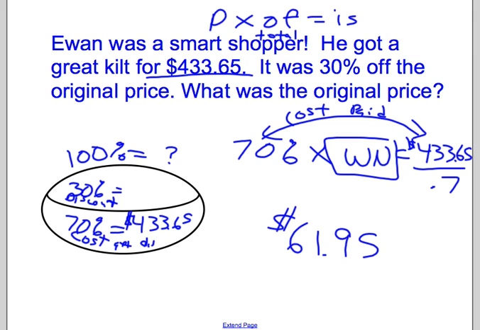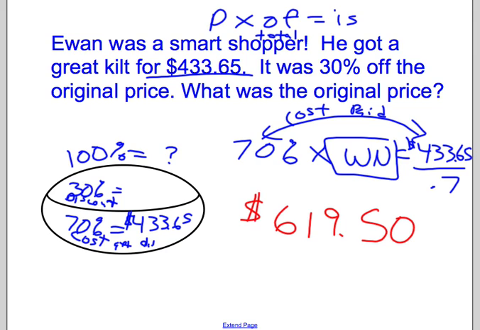So if you divide $433.65 by 0.7, and I'm going to shortcut it and use my handy dandy calculator, 433.65 divided by 0.7. You were close, you just had your decimal in the wrong spot. $619.50 is your total. Now we can fill in the rest of our diagram as well.